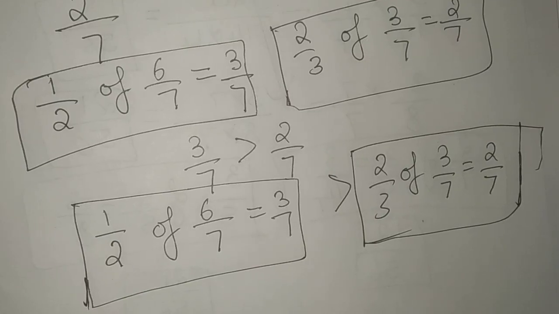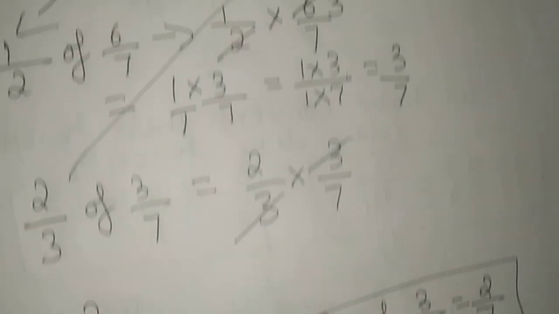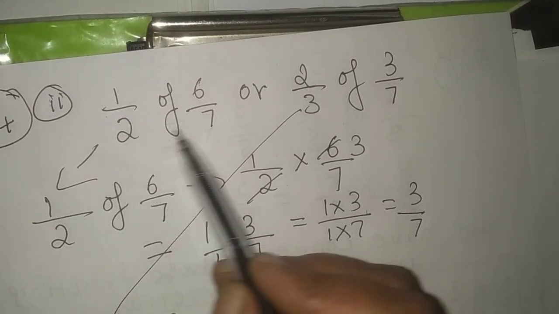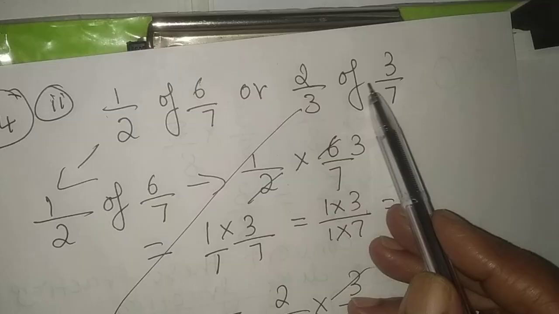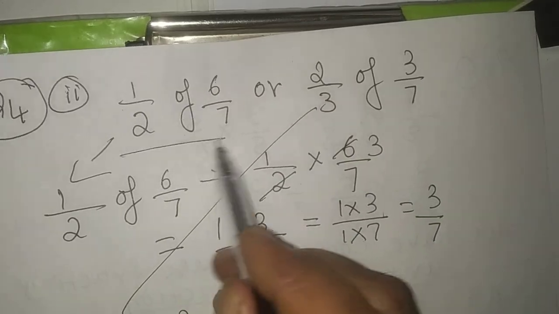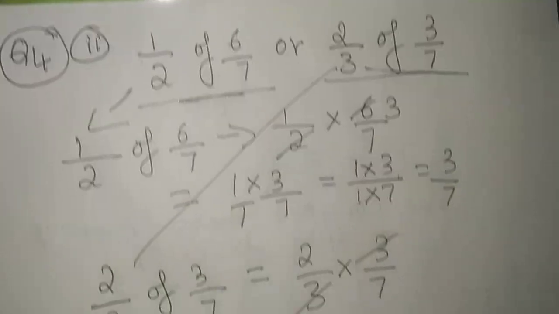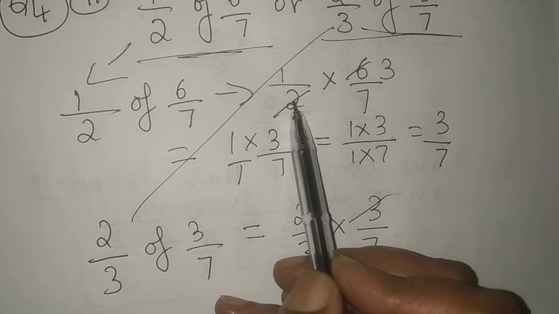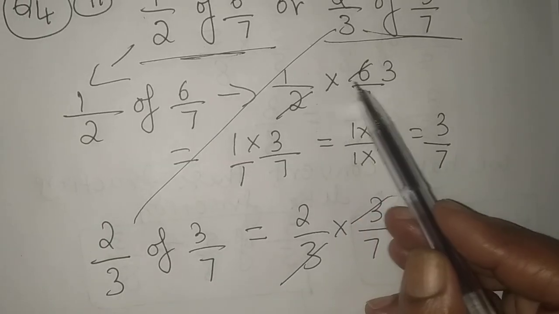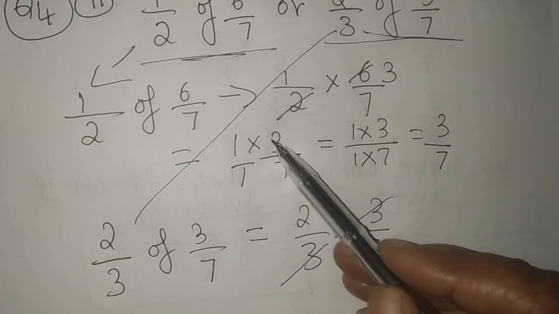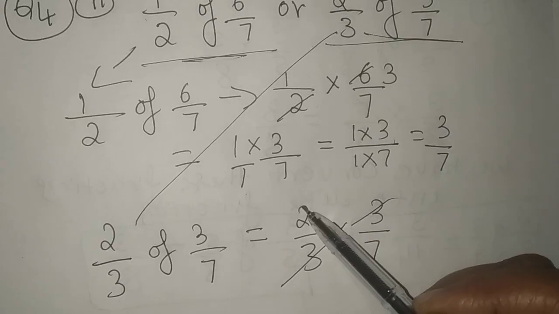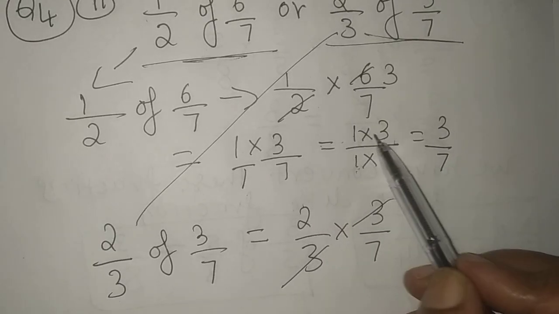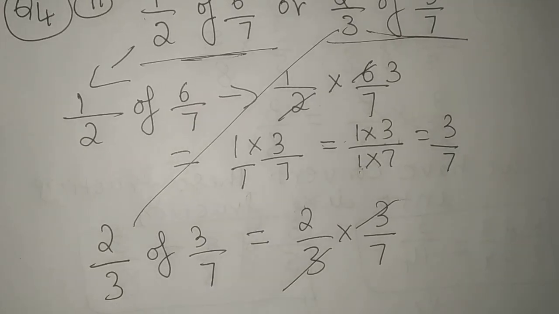So we have to find out which is the greater of this. So I'll explain once again the question 2. 1 by 2 of 6 by 7 or 2 by 3 of 3 by 7. We have to find out which is greater out of this. So take this first. 1 by 2 of 6 by 7 is equal to 1 by 2 into 6 by 7. We can further divide as 2 ones are 2, 2 threes are 6. Then this becomes 1 by 1 into 3 by 7. Therefore we can write it as 1 into 3 by 1 into 7, which is equal to 3 by 7.